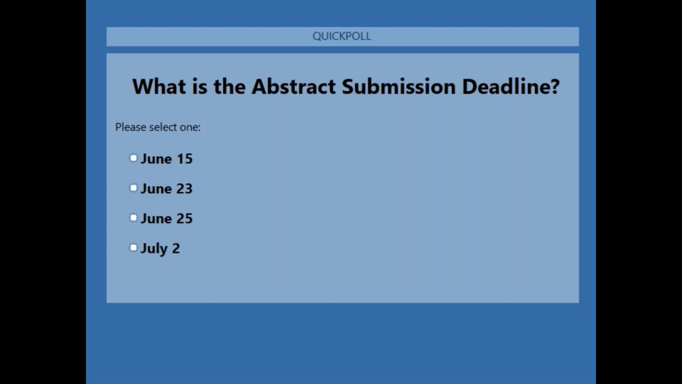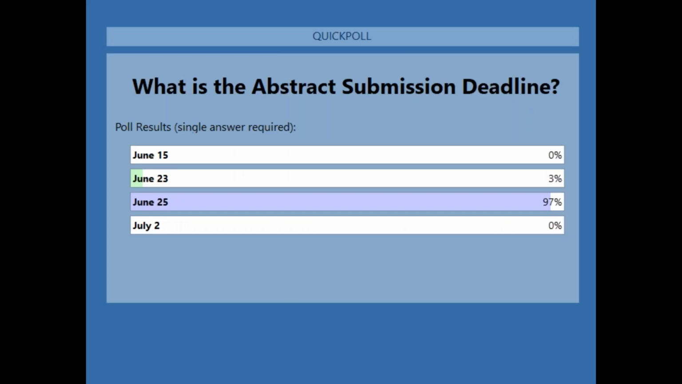Is the abstract submission deadline June 15th? Is it June 23rd? Is it June 25th? Or is it July 2nd? All right. This is important. Okay. Put in your responses and we're going to close it out in 5, 4, 3, 2, 1. Let's see who's paying attention.